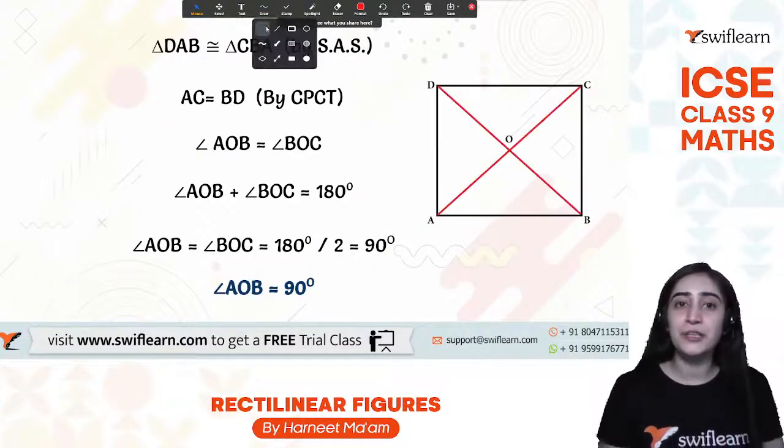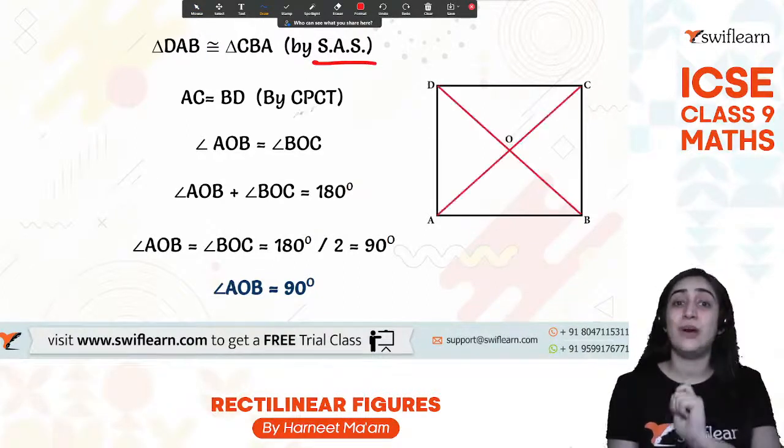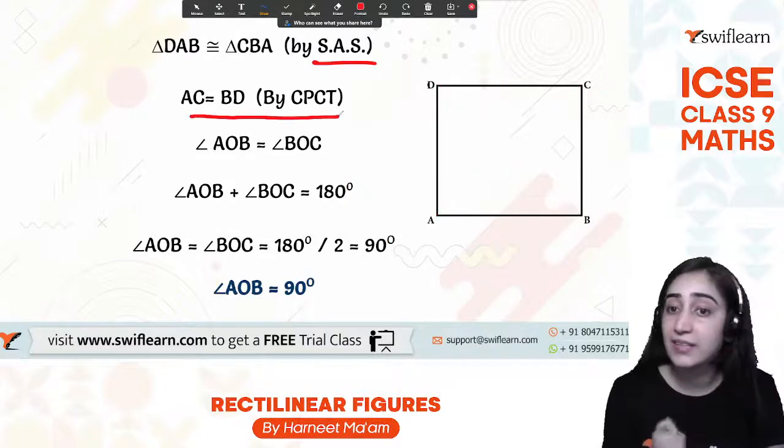Okay. So I told you that we are proving the congruency by side angle side, not RHS. That is how we get to know that in rectangles the diagonals are equal.